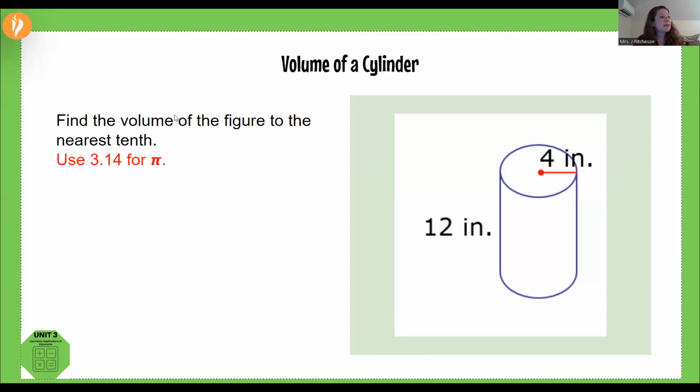All right, so it says find the volume of the figure to the nearest tenth, and here's our directions. Use 3.14 for pi. So we're going to take that formula for volume, which is pi times our radius squared times our height. All right, so I'm going to ignore these directions for a second, and I'm going to pretend that the directions say leave in terms of pi. We're going to pretend that's what our directions say.